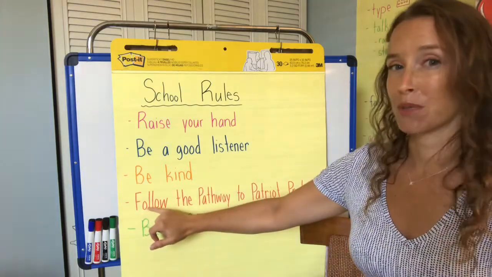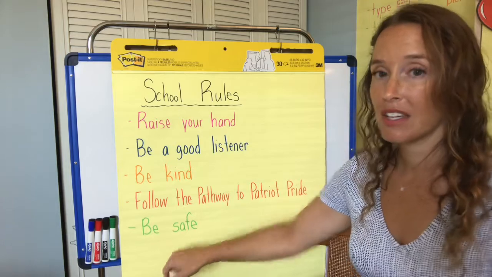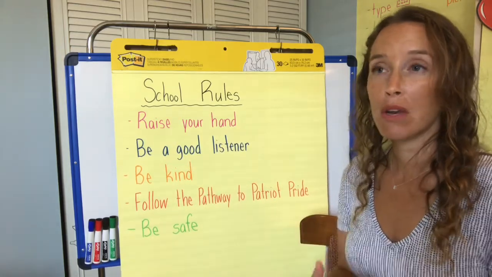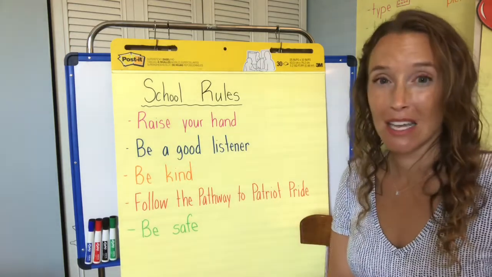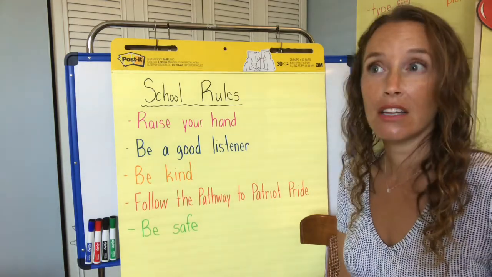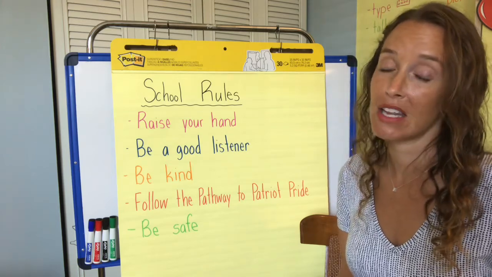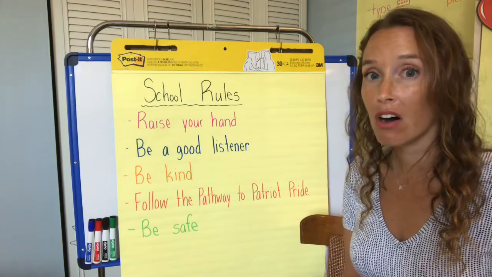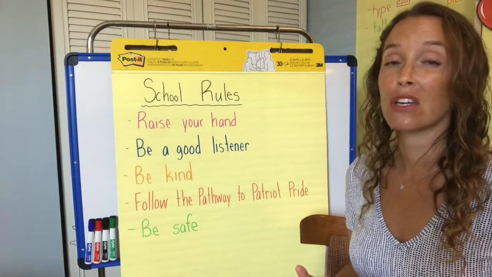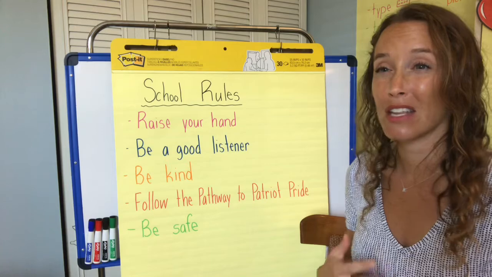I'm going to skip this one real quick and look at this one down here. This says be safe. Be safe means that we want to make sure that we don't do things that could put us or other children at risk, such as running in a hallway. If we were to run in the hallway or run in the classroom, we could fall and hurt ourselves, or we could hurt someone else. We could bump into people. So we don't run in the classroom.